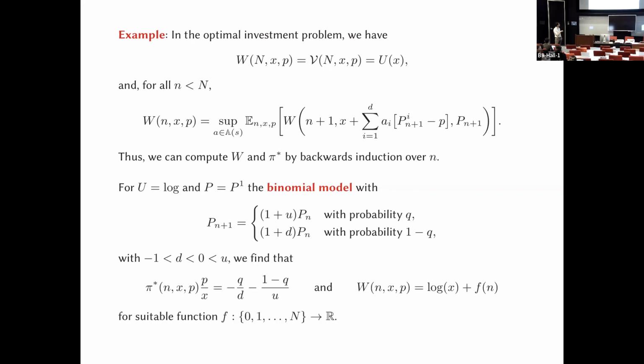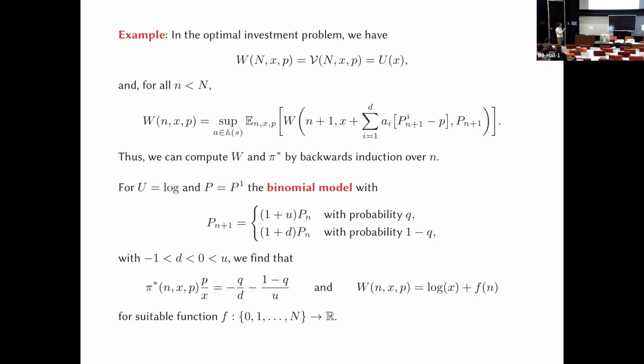And then if you go through the calculations, you will see that W is actually logarithm of x plus something which only depends on time. And your optimal pi star at time n with wealth x and price p, multiplied by p over x, is a constant, which you see over here.